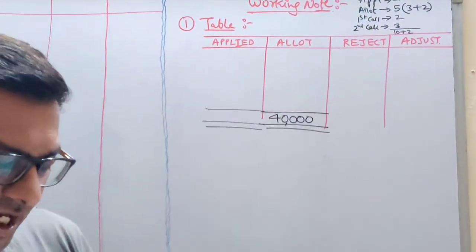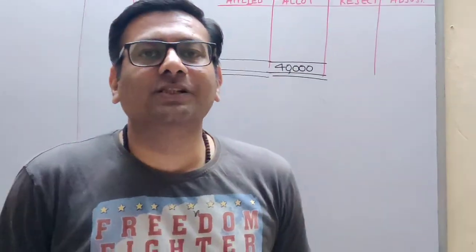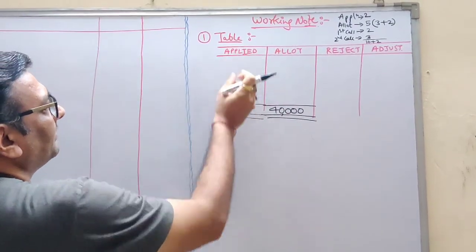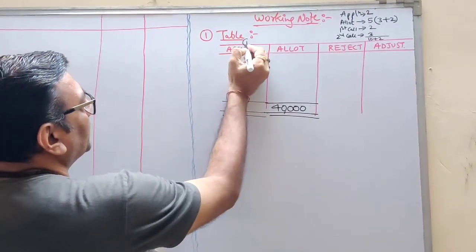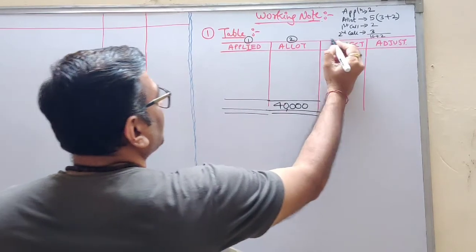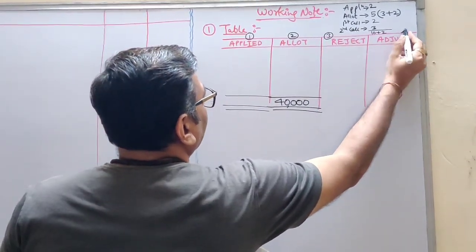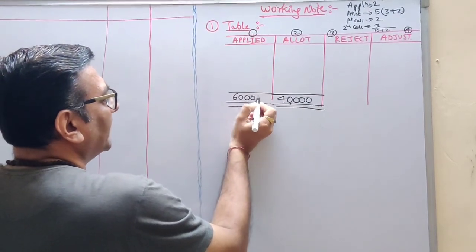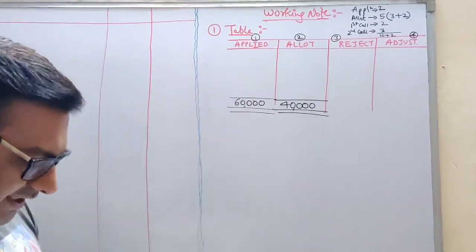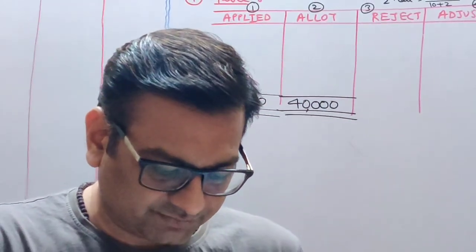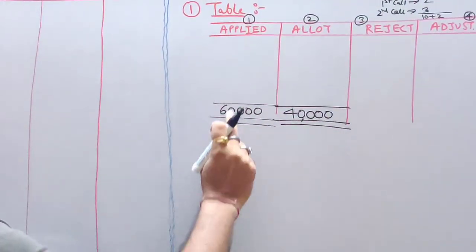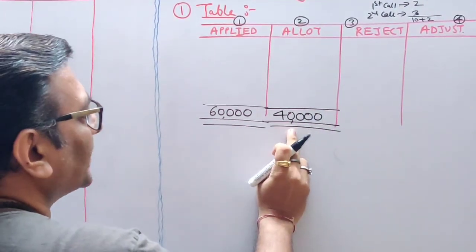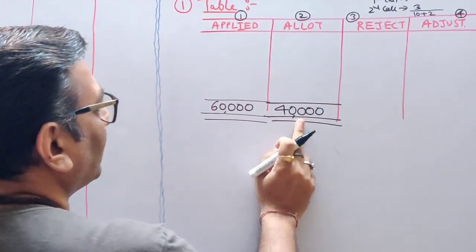Now further, applications were received for 60,000 shares. You will write this application received in first column, in column number 1. So how many columns you are making, students? You are making 4 columns. In first column, total application received is 60,000. That you will write it as total application. So total application received is 60,000. What maximum allotment company can do in this sum? 40,000, which is always equal to the offered number of shares.